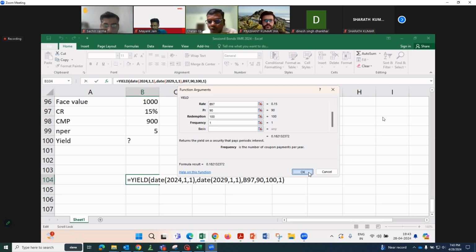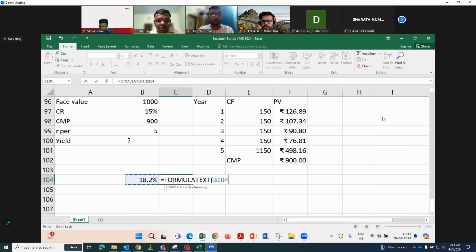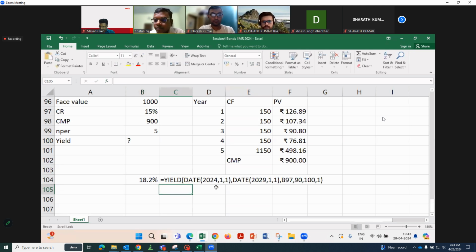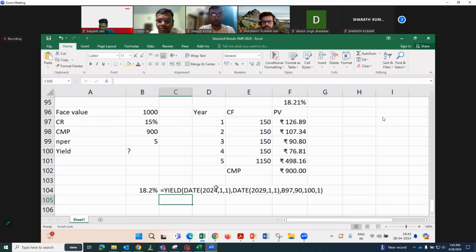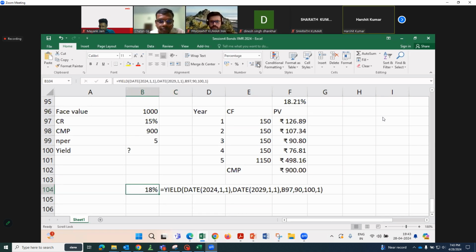I'll click OK now. You can just see the rate percentage you have got. It is the same as what we have just computed using the trial and error method, that is the goal seek function. Is it matching? 18.21 and this one. So, sir, PR is equal to CMP? PR would be calculated on CMP, the price per bond it is. So the current market price we should be putting there.